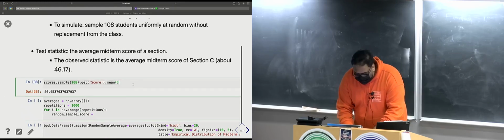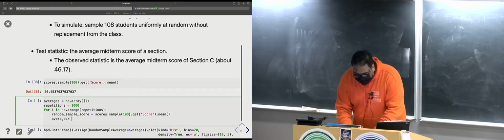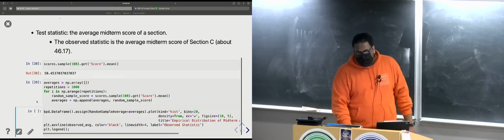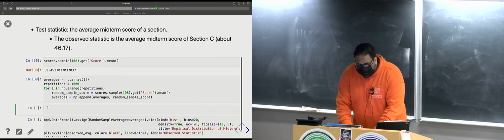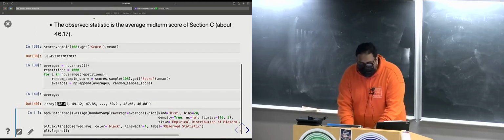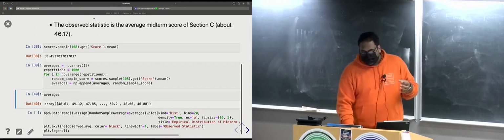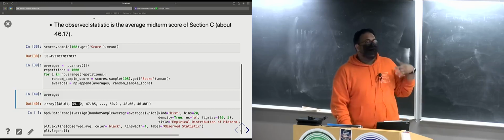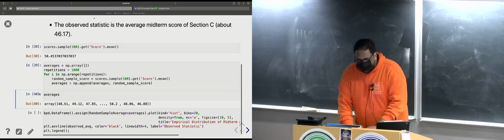In np.arange repetitions, what I'm going to do is say random sample score is whatever this is. I'll keep it there. And I'll say averages equals np.append averages random sample score. So I run this cell, and what it now contains is 1,000 averages. So this is the average of one selection of 108 students from the course. This is the average of another selection of 108 students from the course. So on and so forth.